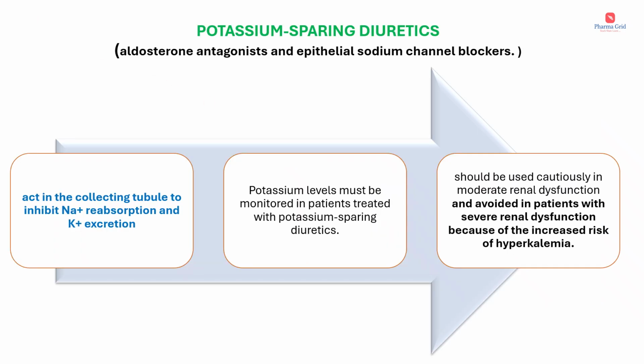Moving on to the next category of diuretics, that is potassium sparing diuretics. Under this we can see there are two main subcategories, that is aldosterone antagonists and epithelial sodium channel blockers. These drugs act in the collecting tubule to inhibit sodium reabsorption and potassium excretion. Potassium levels must be monitored in patients treated with potassium sparing diuretics, and these drugs should be used cautiously in moderate renal dysfunction and avoided in patients with severe renal dysfunction because of the increased risk of hyperkalemia.